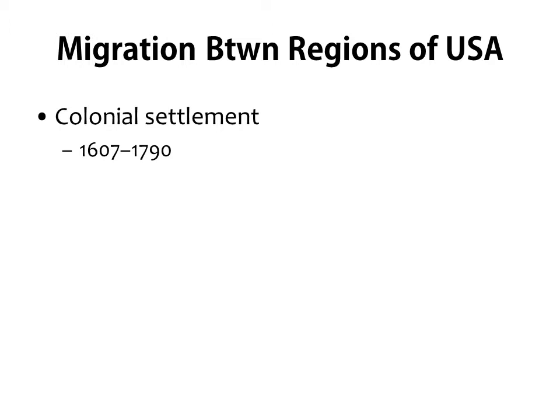We've had 4 major internal migration eras in the history of the United States. The first one was colonial settlement. It's with the founding of Jamestown in 1607 up through 1790, which is the birth of the country. So this is really when we actually become called the United States.